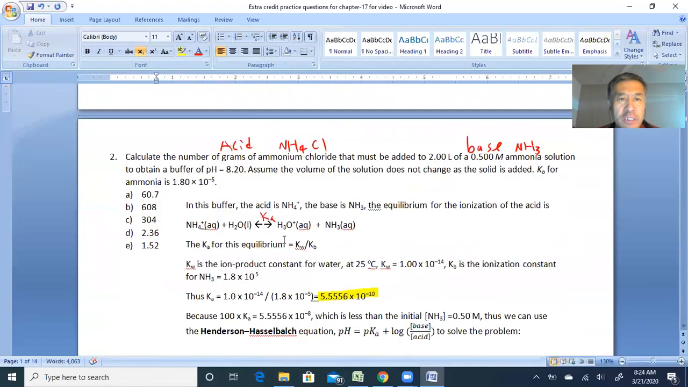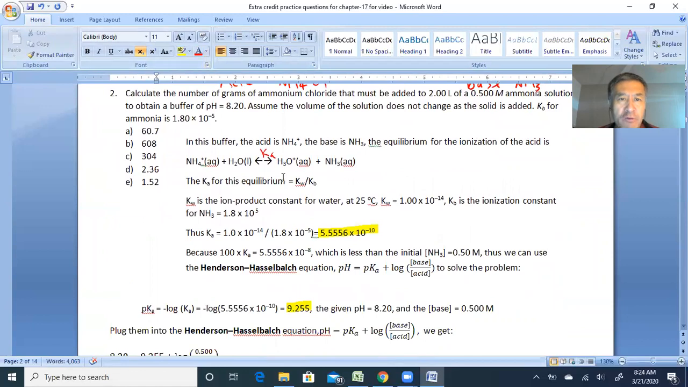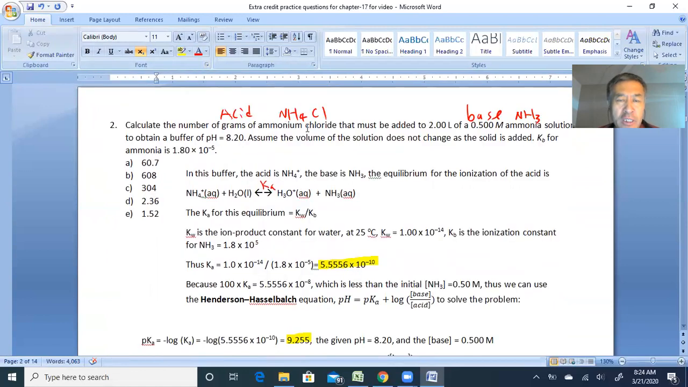The second question is you want to calculate the number of grams of ammonium chloride. The ammonium chloride formula is NH4Cl, which is our acid, that must be added to 2.0 liters of 0.500 molar ammonia. The ammonia formula is NH3, which is our base. So how much of those acids we need to add into our base solution to make a buffer of pH 8.20? Assuming the volume of the solution does not change as the solid ammonium chloride is added, Kb for ammonia is 1.80 times 10 to the negative 5.